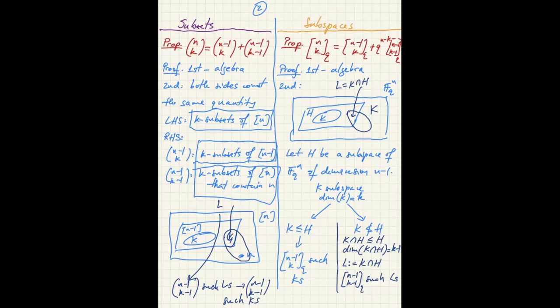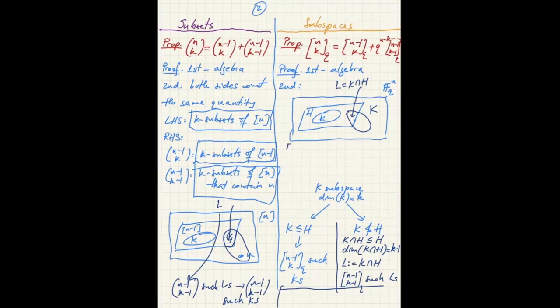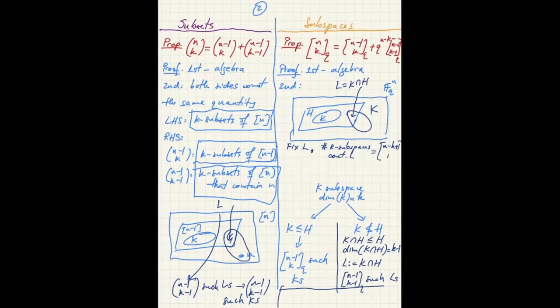So how do we count that? Well, if we're given a certain k minus 1 subspace L, so if we fix L, I'll just erase here because we know what H is. Okay, so we fix L, and then we have two things: the number of k subspaces containing L is going to be, L has dimension k minus 1, so it's going to be n minus k plus 1, choose 1 here.